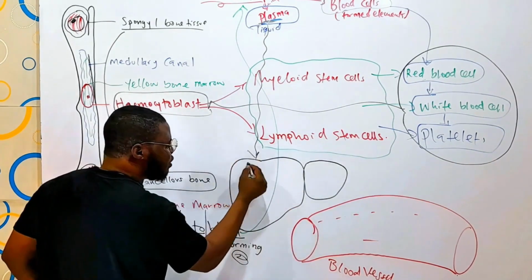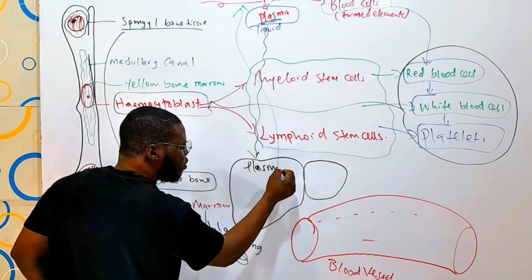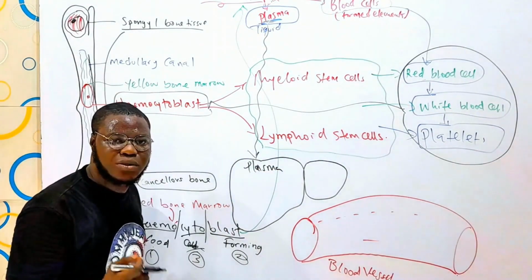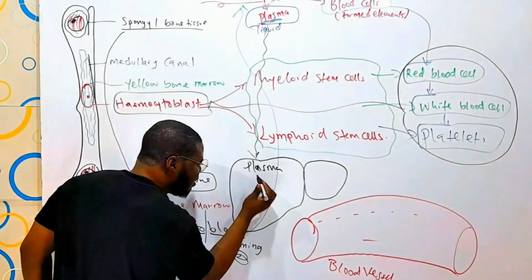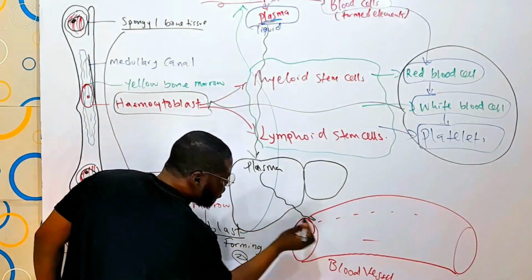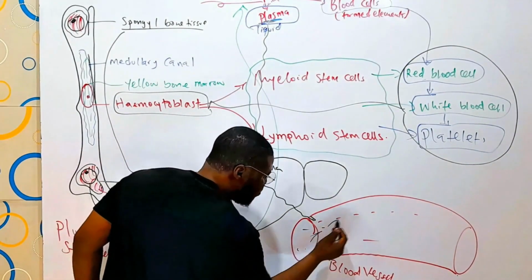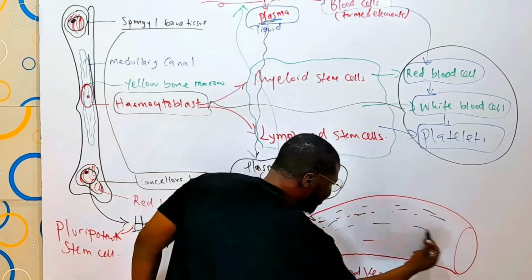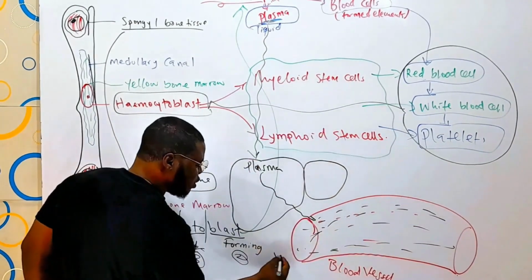So the liver is the one responsible for forming the fluid part of the blood, which is plasma. So the liver is going to ooze out the plasma into the bloodstream. And the color of the plasma is actually yellowish.